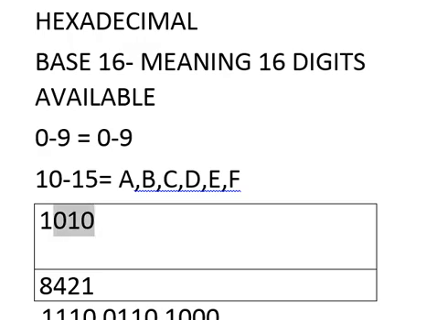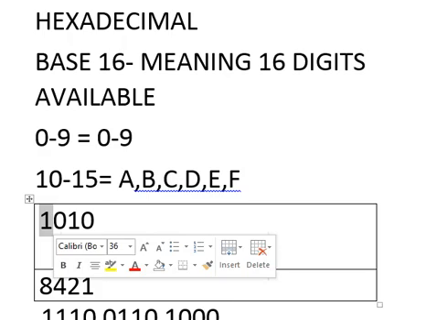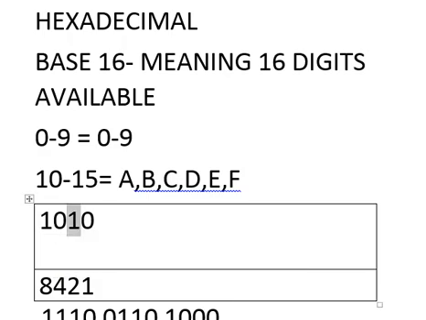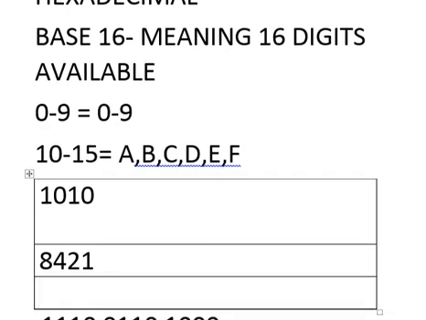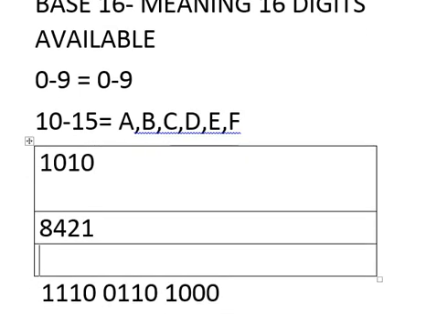Now what we do is we add up the values which are a 1. These values are 8 and 2, so we add up 8 and 2, which equals 10. So we know that the first sequence is 10, and since 10 in hexadecimal is equal to A, the first sequence letter is A. Then we do the same with 1110, so it's 8 plus 4 plus 2, which is 14, which is E in hexadecimal. So you have A, E.